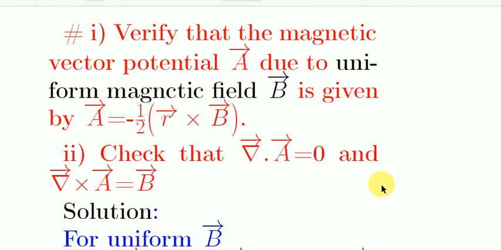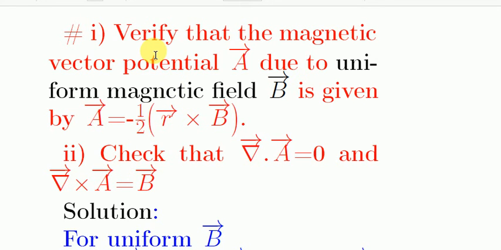Good morning. Today I am going to discuss a very important problem on magnetic vector potential. This problem has two parts. This is the first part and this is the second part. First of all, we see the problem and try to understand it.